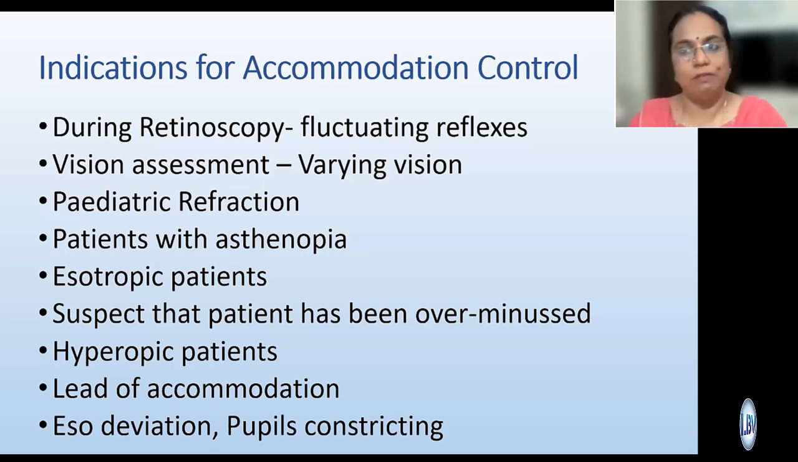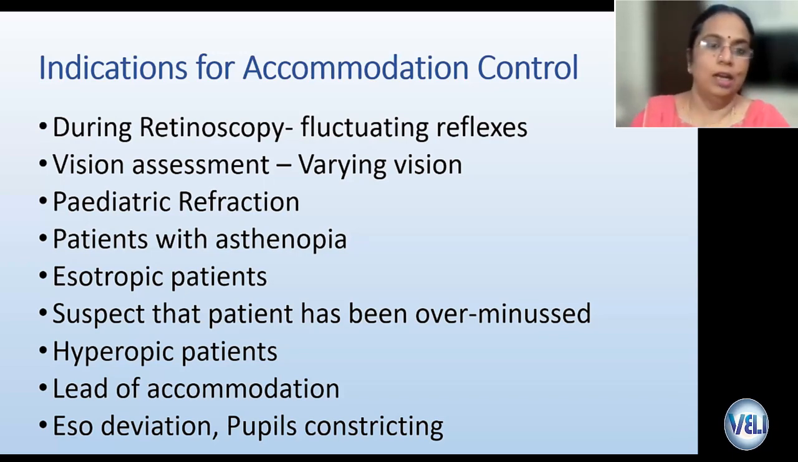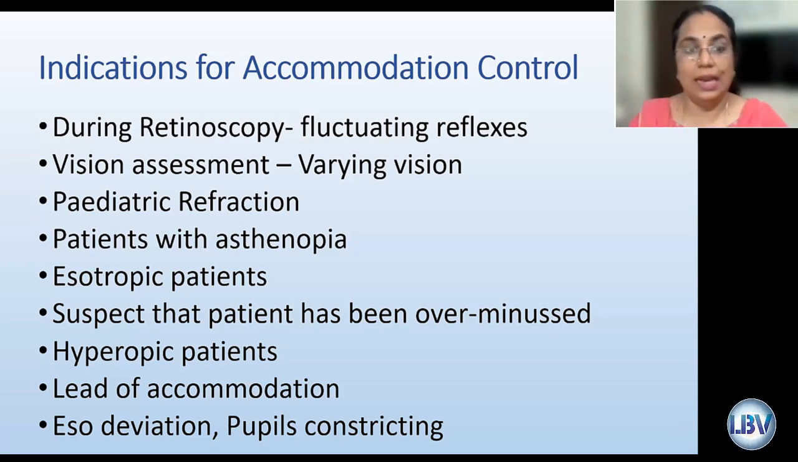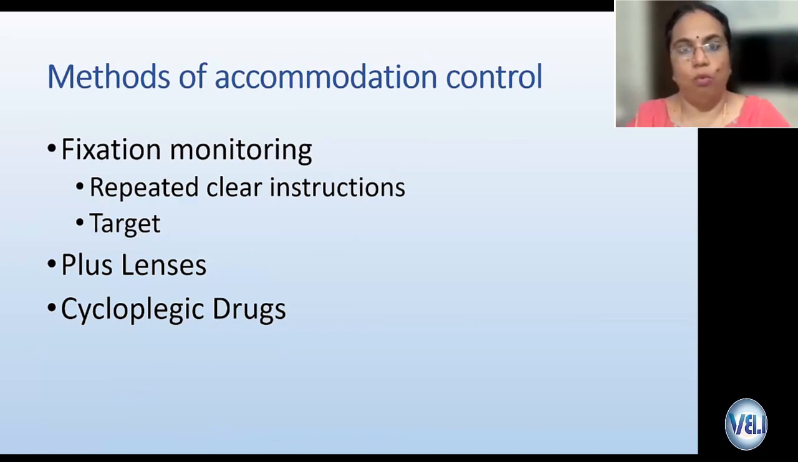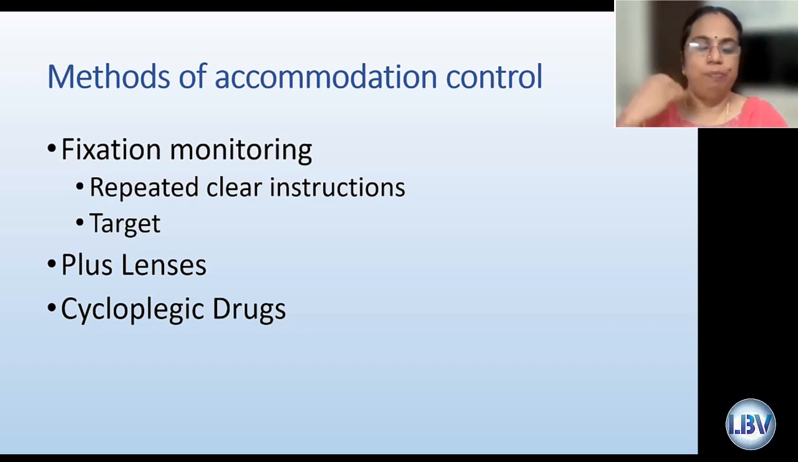So again, you have to figure out how you're going to control the accommodation. So these are the various situations that I can think of where you will need to control the accommodation. Now that we know what we have to control and when we have to control, what are the methods of controlling the accommodation? The first method, whenever you're doing any objective kind of a refraction, is monitoring the fixation. Repeatedly instructing the patient to look at the distance, not look at your light, giving them a proper target to focus on. So that is something that you will need to work on.